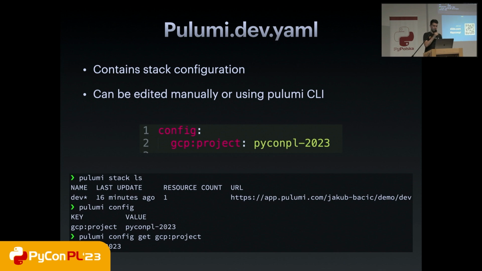And yes, you can list stacks using pulumi stack ls. You can see the whole config using pulumi config. And you can also fetch a single config value using pulumi config get. Okay, so we got the setup. So now let's create the GCS bucket.